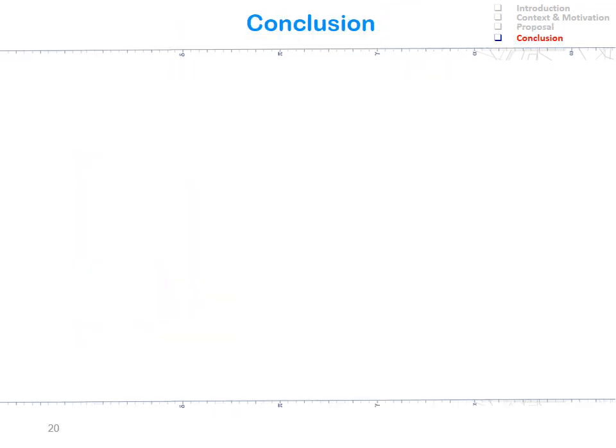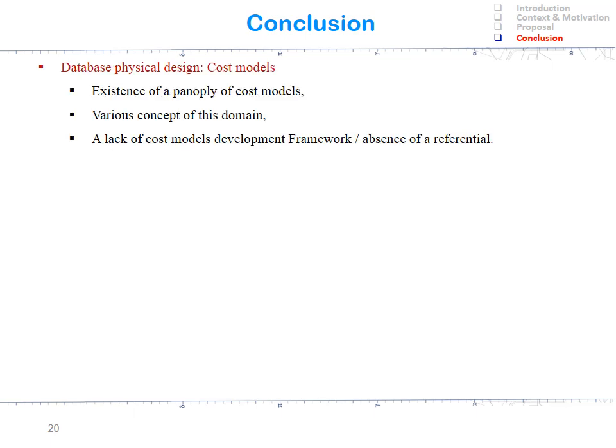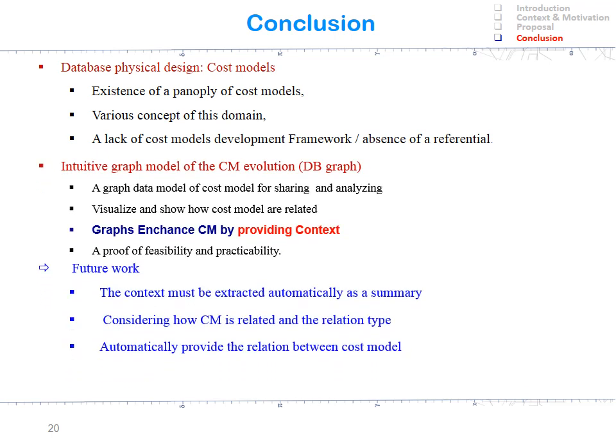At the end, to summarize, I have presented a database cost model. I have noticed that surveying papers on cost models related to the evolution of the database physical domain is difficult. As a solution to the problem, we have proposed a graph model of cost model evolution as a graph database. This graph model is used for sharing, analyzing, and clustering. Also, this graph enhances cost models by providing context. And we have proposed a proof of concept of our proposal.